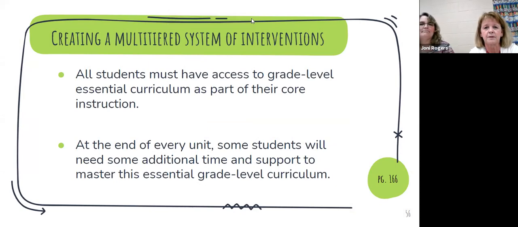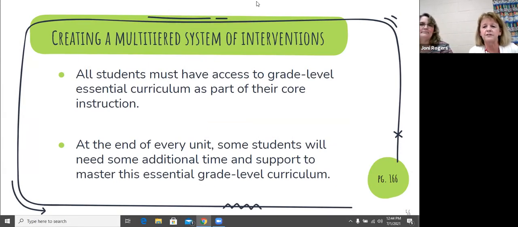So, creating a multi-tiered system of interventions. Basically, this is reiterating what I said earlier, that all students must have access to grade level essential curriculum as part of their core instruction. So that's going to be tier 1, the top tier, if you're looking at it as a funnel. And at the end of every unit, some students will need some additional time and support to master this essential grade level curriculum. That's going to be tier 2, where we give them a little extra help.